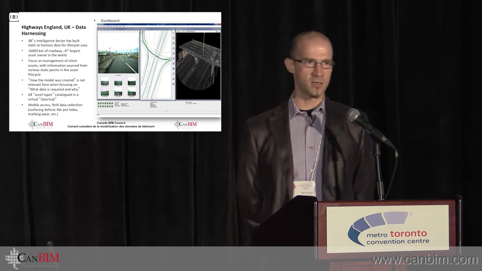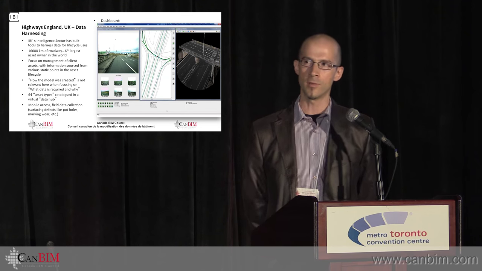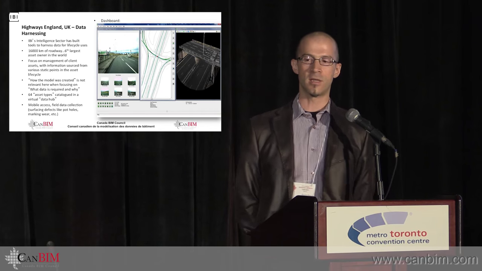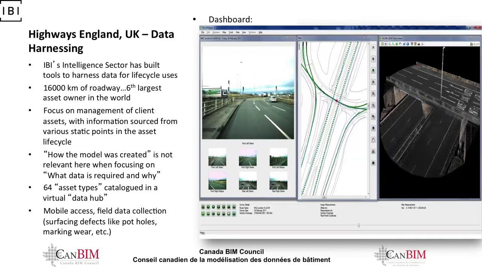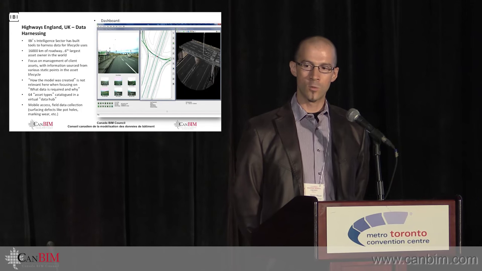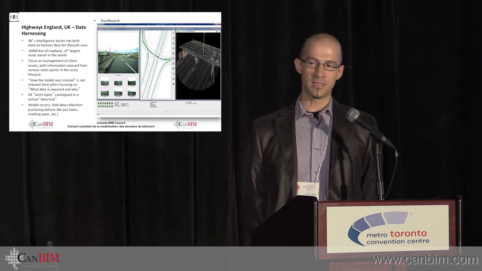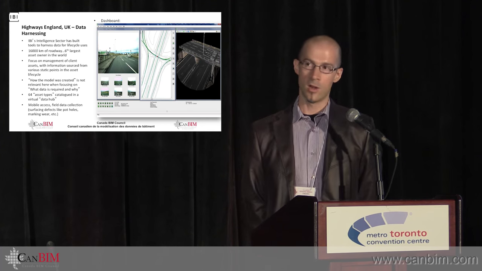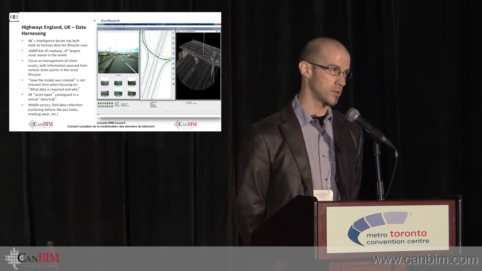So here's a project that I think is awesome BIM that never had a BIM model, and I think that's pretty cool. So here's doing BIM with no Revit, no Ecosim, no Civil 3D, nothing. Our intelligence sector has built some tools to harness data for lifecycle. So 16,000 kilometers of roadway for the Highways Agency in the UK. We developed them a dashboard to analyze their systems, analyze their assets, to understand where their components are, their maintenance schedules, pull in their information along with asset-specific information, whether it's aerial photos, Google Earth mapping, or some base mapping that was developed. So our team would go and identify various assets, analyze them, catalog their condition, feed it back into the system, and all of the information was geospatially located along the 16,000 kilometers of network.